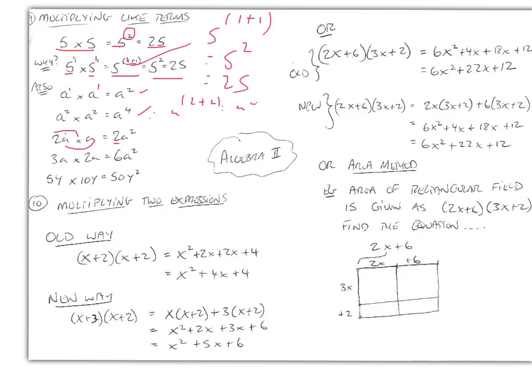3a times 2a, you multiply, well, if there were signs, oh, there are signs, sorry, you can't see them, but sign by sign, positive by positive is positive. It's not written there, but it's there. 3 by 2 is 6, and a by a is a squared. So 3a times 2a is 6a squared. 5y times 10y is 5 tens or 50. Y by y is y squared, 50y squared.